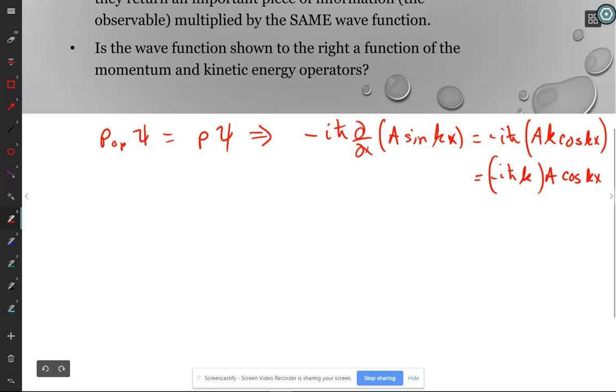And we see we have a problem. We have a problem because this is a cosine, but we started with a sine. So one would look at this and say, well, it has an eigenvalue of minus i h bar k, but it's not a function of the operator. So it doesn't really work.